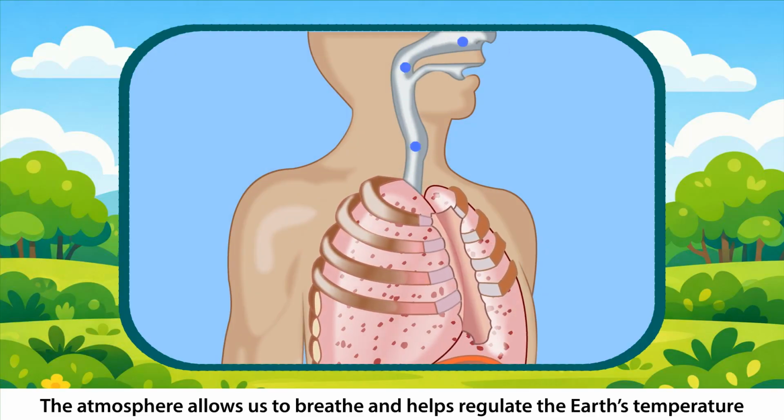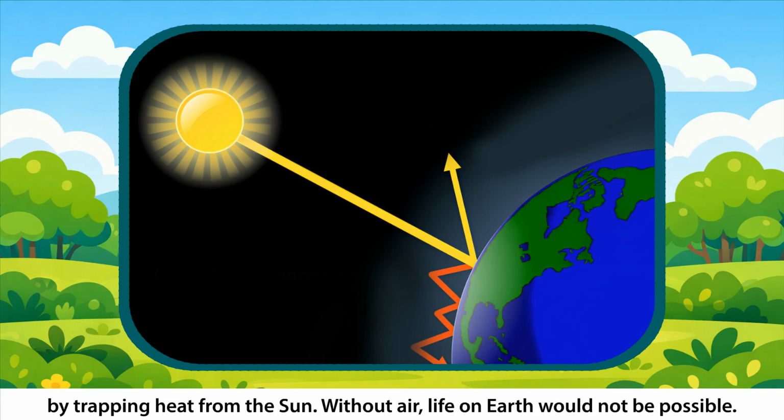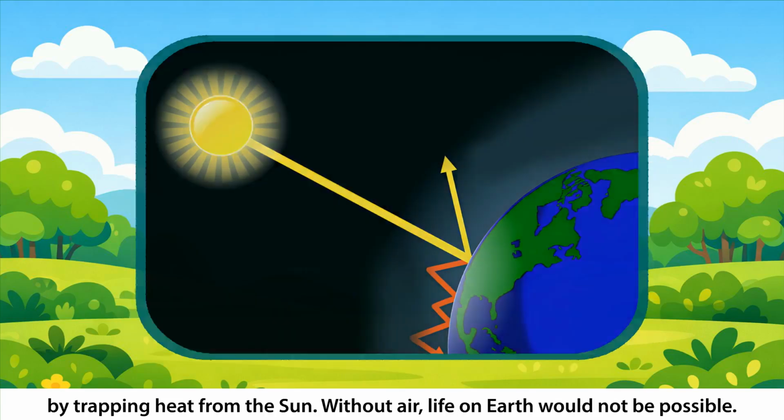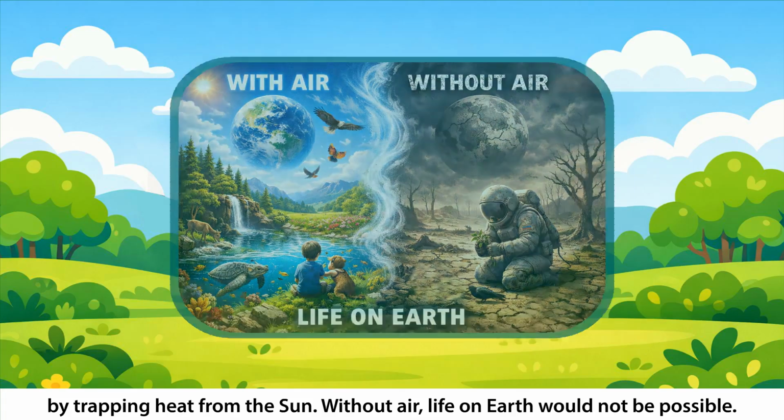The atmosphere allows us to breathe and helps regulate the Earth's temperature by trapping heat from the sun. Without air, life on Earth would not be possible.